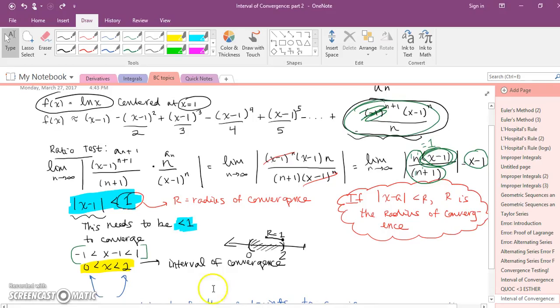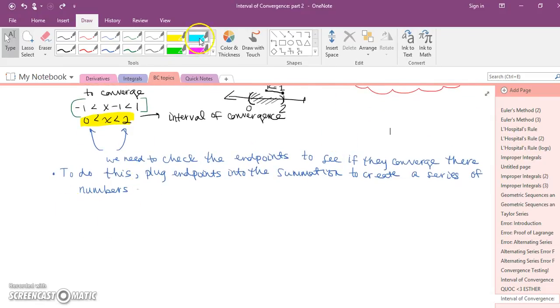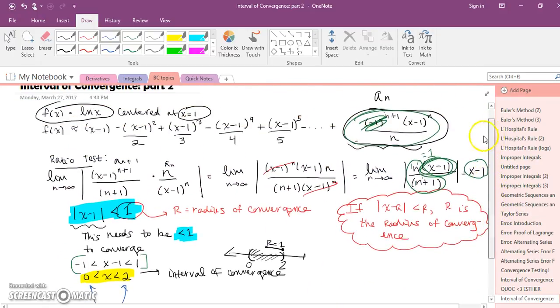So let's go back to the notes here, and this is how we're going to do it. Make a note of this in your notebook here. To check the endpoints, what we're going to do is plug the endpoints into the summation to create a series of numbers, and then see if this series converges. If the series converges, then the endpoint is included. If the series diverges, you don't include the endpoint. And when I say plug it into the summation, I mean plug it into this statement right here.